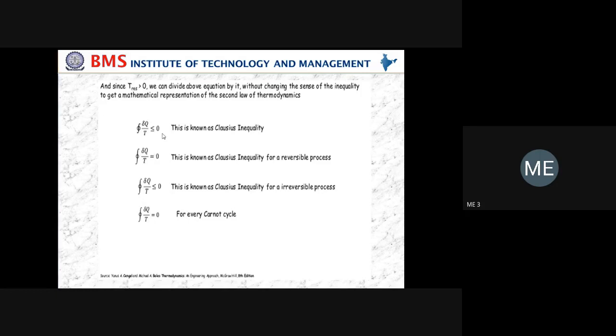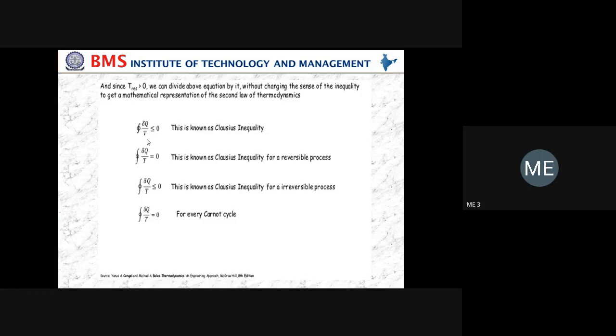First case. The first one is the Clausius inequality, and based upon that, we are going to prove whether the cycle is possible or not, or whether the process is reversible or not. Cyclic integral of dq by t is 0: the cycle is possible and the process is reversible. Second case, cyclic integral of dq by t is less than 0. This is called the Clausius inequality for an irreversible process only.